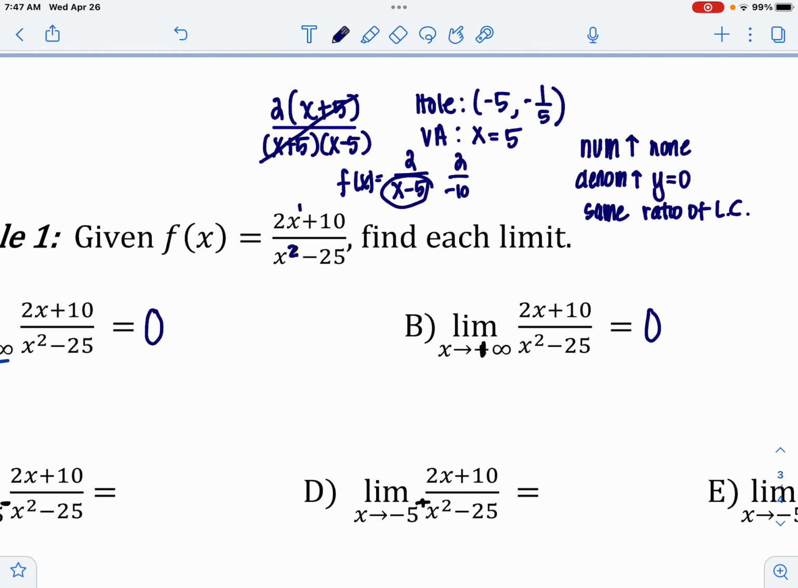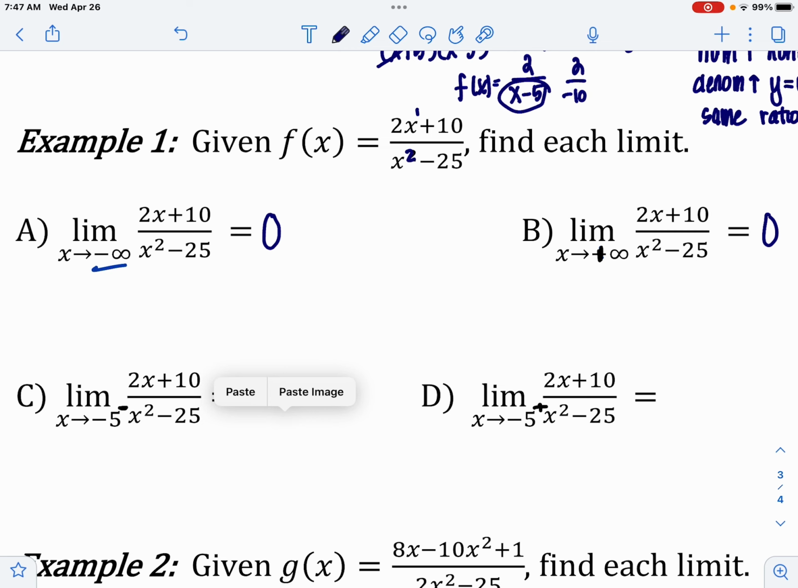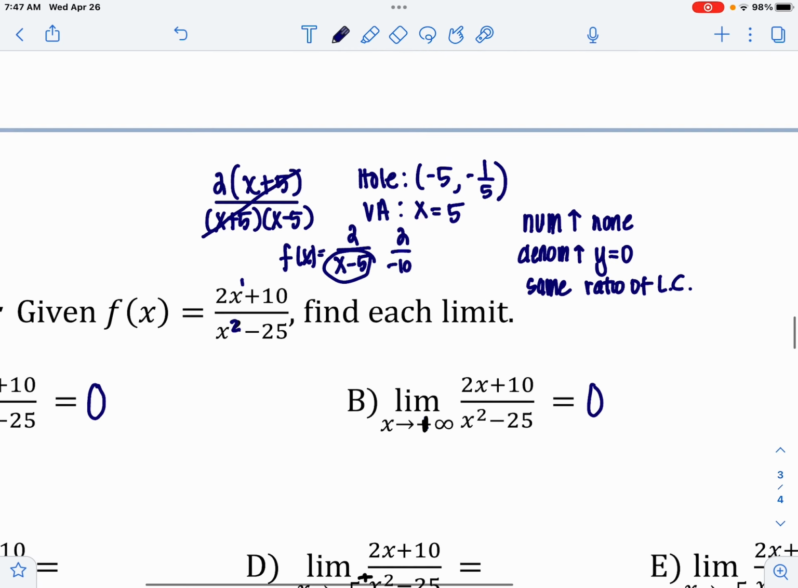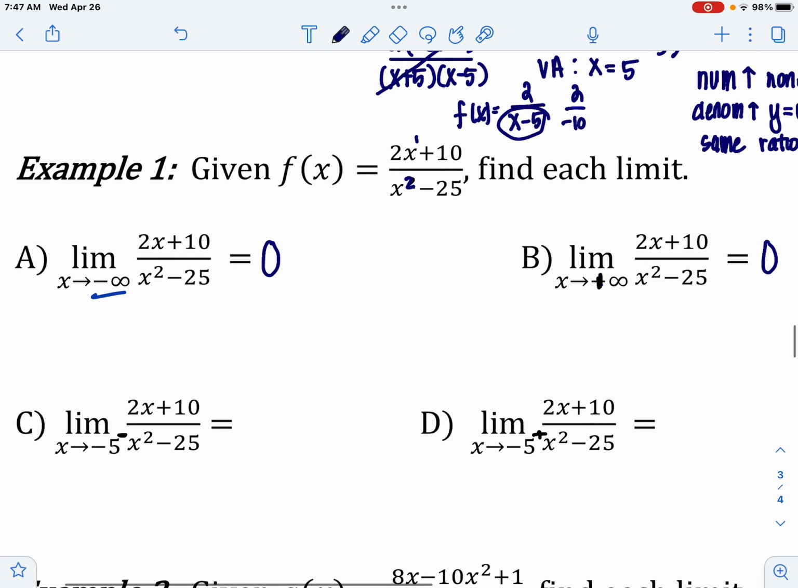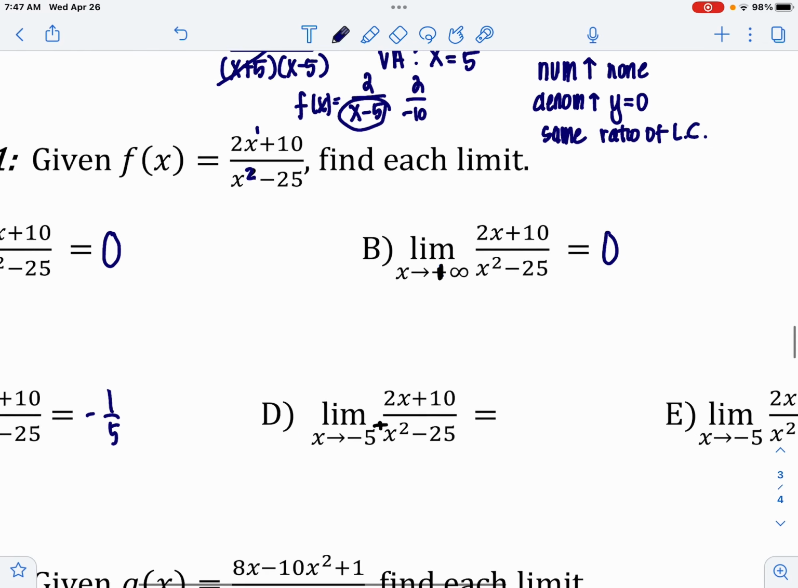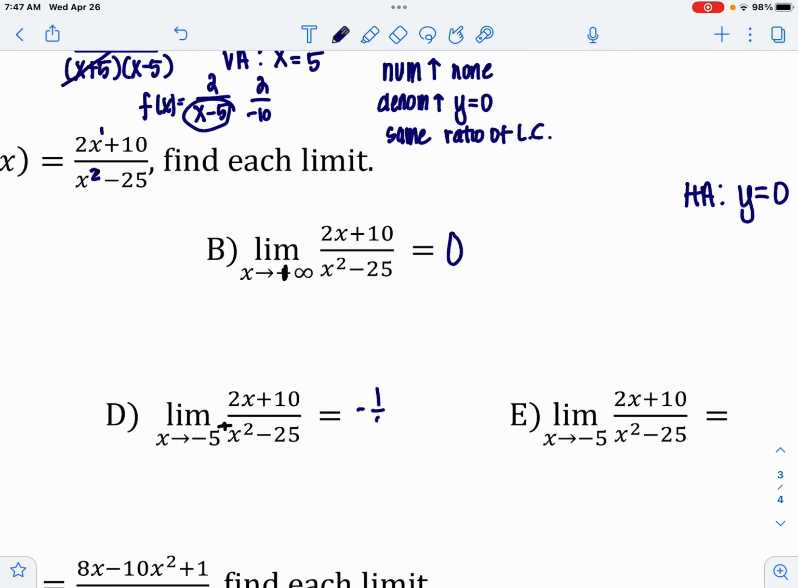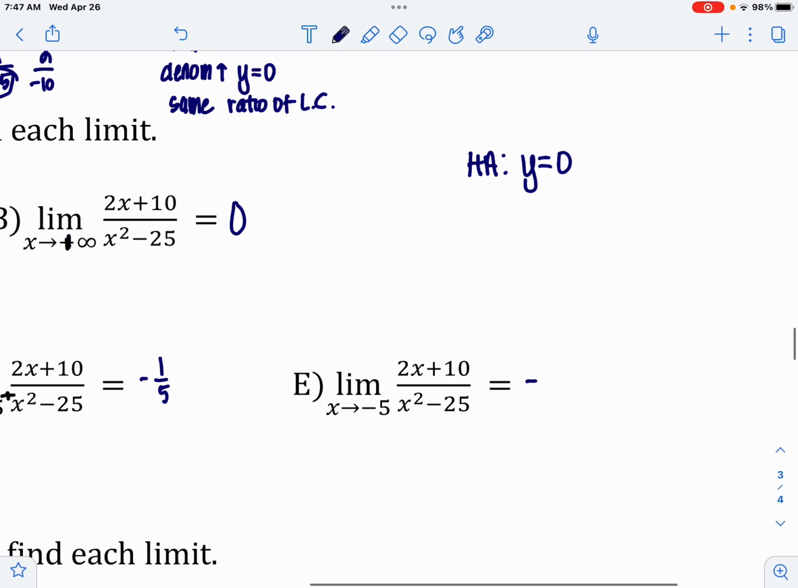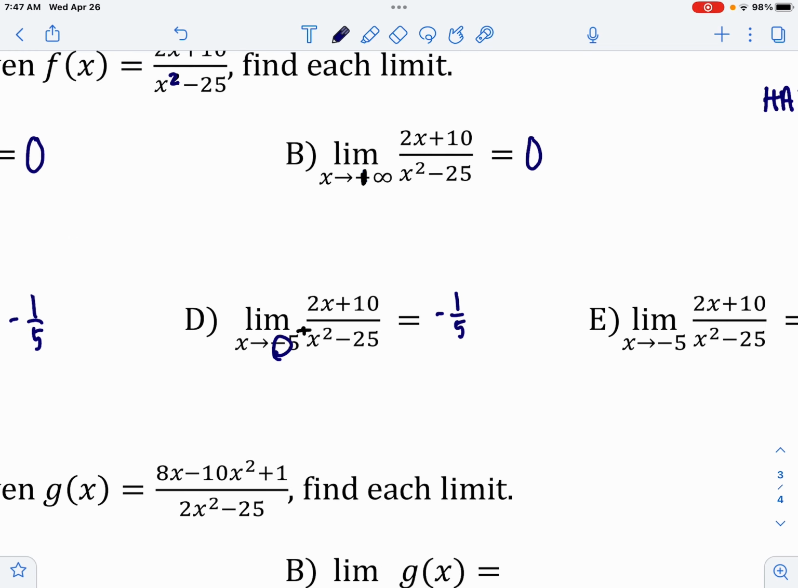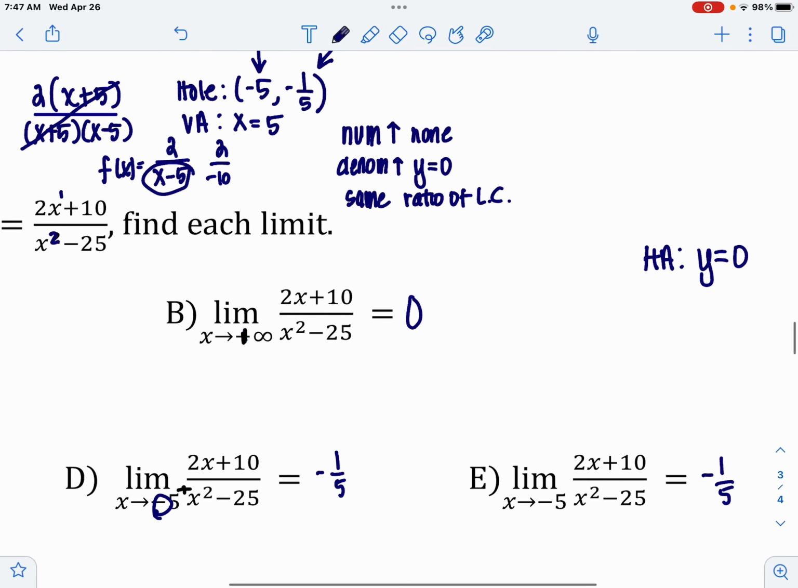All right, so now if I look to see what it's asking me for, I want the limit as x approaches -5 from the left. So I'm approaching -5 from the left. There is a hole there, so I know that I'm going to get closer and closer to that y value, which is -1/5. From the right, I'll also get closer to that y value, so therefore the limit is -1/5. If this was a positive 5 right here instead, for all 3 of these, I'd be approaching that vertical asymptote, so the limit would not exist.